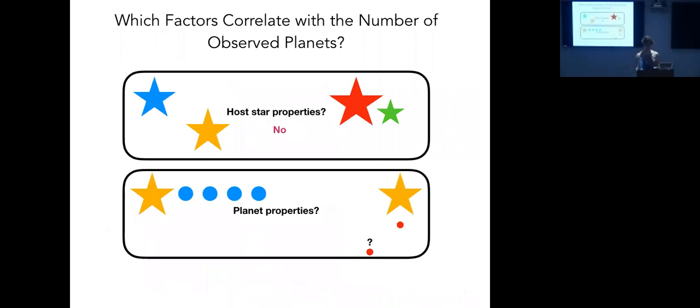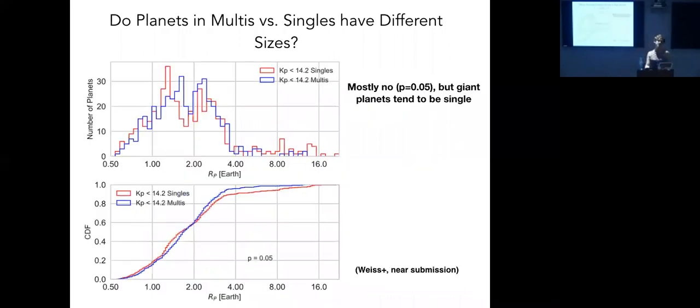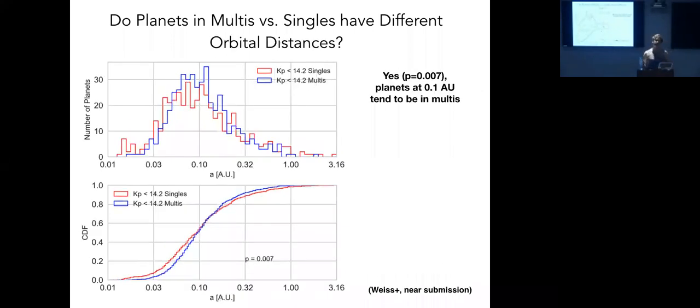Okay, so what about planet properties? When we turn to planet sizes, we begin to see some differences. So the distributions of planet sizes are the same for small planets, with both multis and singles showing this gap in planet radius at about 1.8 Earth radii. However, giant planets tend to be single, which we can see in the tail of this distribution and in the gap in the cumulative distribution function. The orbital distances of singles and multis are also slightly different. The distribution of multis is a little bit more peaked at 0.1 AU, and the singles has slightly larger tails.